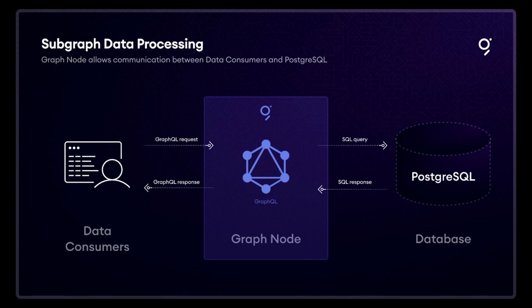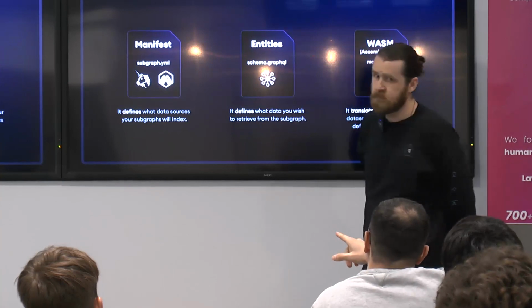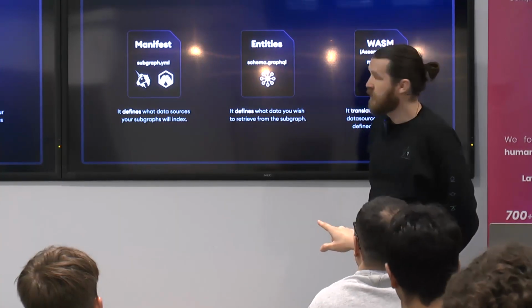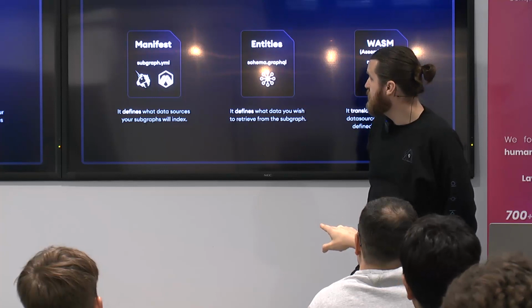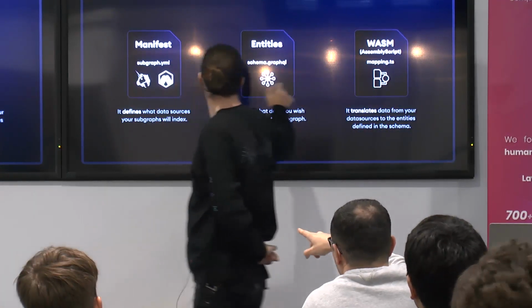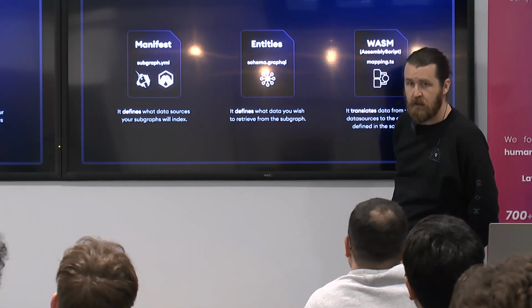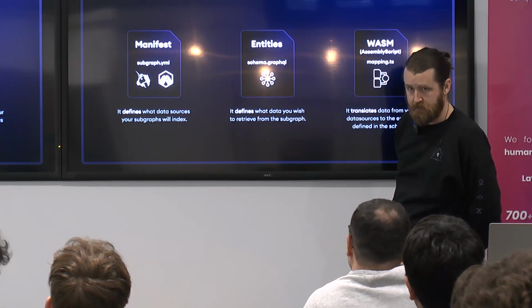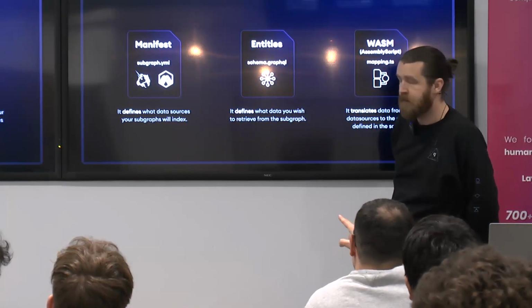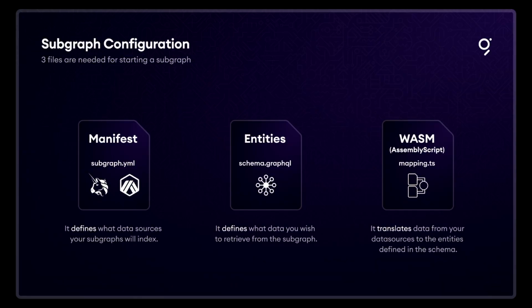On the first slide, please, the last word refers to a schema. The manifest? It translates data from your data sources to the entities defined in the schema, so in the manifest. Yeah, so you can think of this manifest as kind of like a YAML.